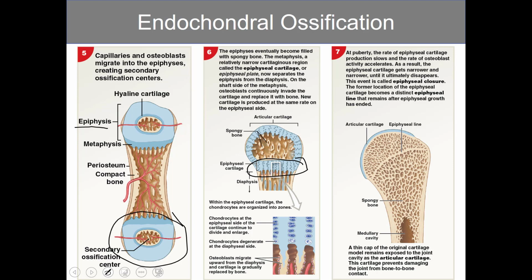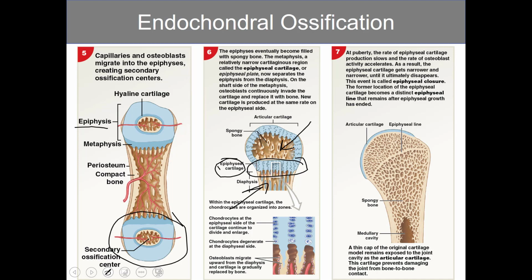The metaphysis is still present in its cartilaginous form. So right now we have the metaphyseal region, which has the epiphyseal cartilage, and on either side you're going to have bone: bone up here in the epiphysis, as well as bone down here in the diaphysis region. On the shaft side of the metaphysis, the osteoblasts continue to invade the cartilage and replace it with bone, and new cartilage is produced at about the same rate on the epiphyseal side.